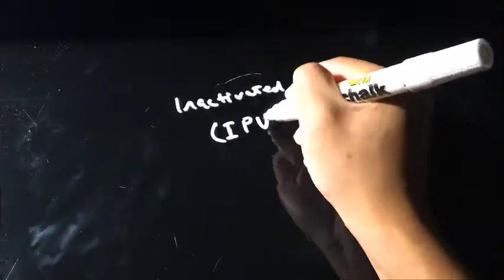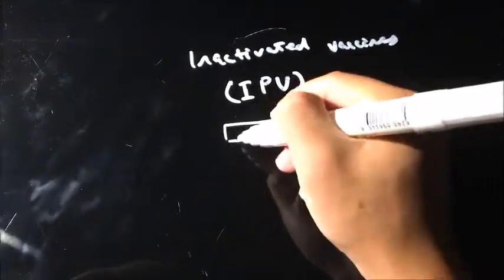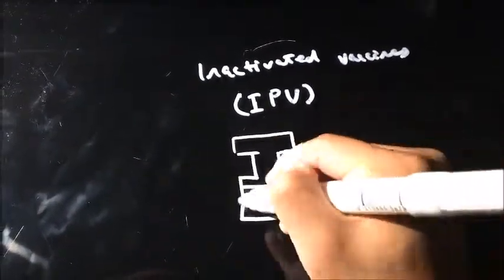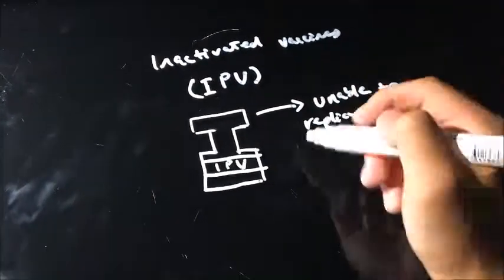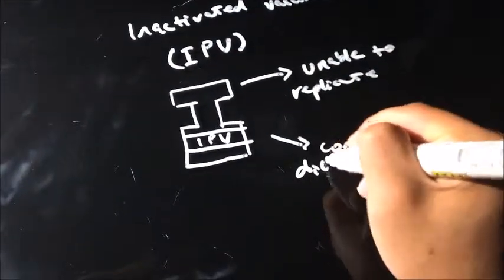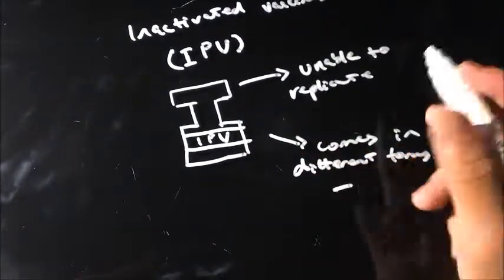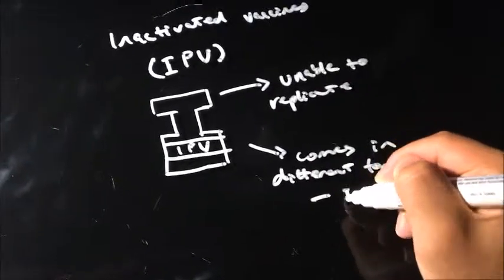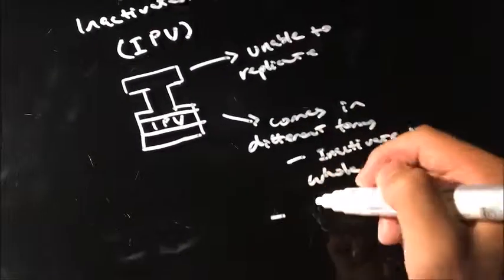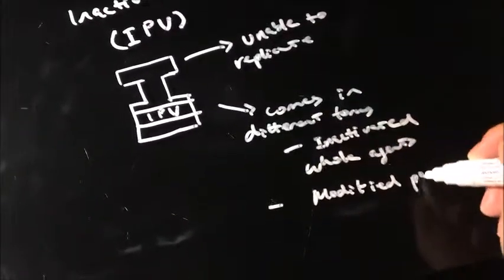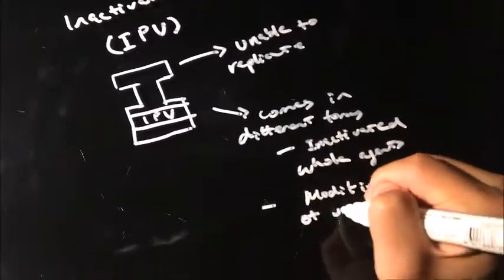Inactivated vaccine. Inactivated vaccines contain pathogens. However, these pathogens are unable to replicate themselves. The pathogens or antigens contained within the vaccine can also come in different forms, like the inactivated whole agent vaccine, which contains killed microorganisms or inactivated viruses. The other form of vaccine contains modified parts of viruses or bacteria, such as viral coats or parts of a cell membrane or an inactivated toxin.